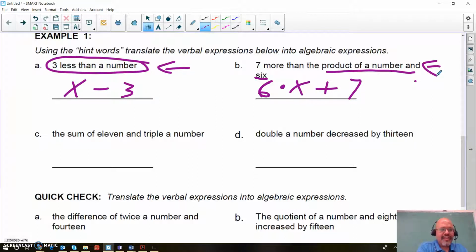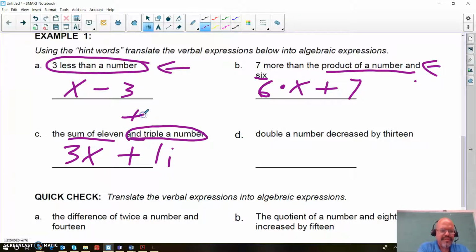The sum of 11 and triple a number. So it's 3 times x and the sum of 11, so that's going to be plus 11. This and part here is sort of like our plus right here. So we're taking the number first, which is 3x, triple a number, and then we add 11 to it. So where you see that word sum, that activates this.